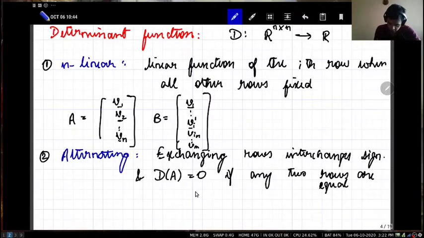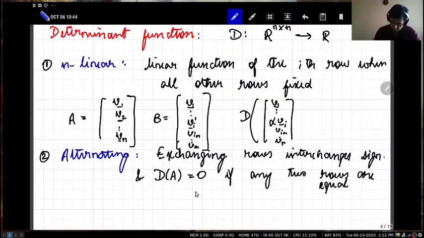Then for any real number alpha, D of the matrix with rows v1, ..., alpha vi, ..., vn: if I scale the ith row by alpha, then this is alpha times D of A. So you take any row, for any general i, you take the ith row and scale it up by some factor alpha, then D of this new matrix is equal to alpha times D of the old matrix.